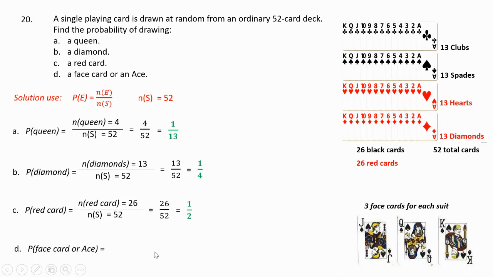Now a face card or an ace. So how many face cards are there? There's 12 face cards, right? Because there's 3 of each suit. And then plus how many aces? It's 4, right? Because there's 1 ace in each suit, so it's 4 over 52. So 12 plus 4 is 16 over 52. Then when we simplify, this is my solution, 4 over 13.